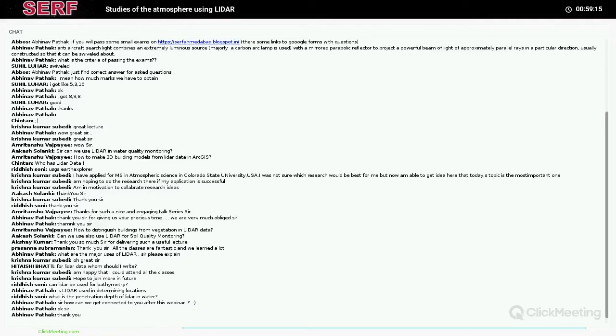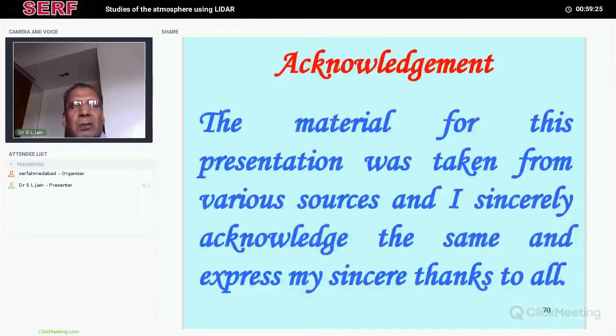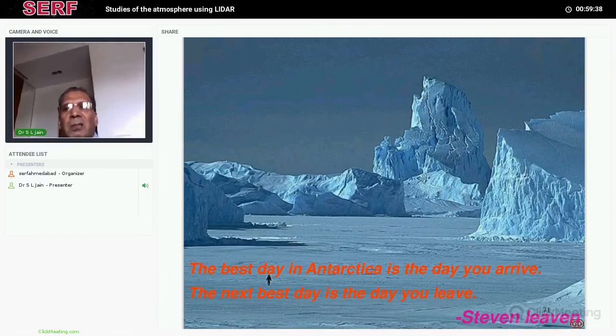If there are no more questions, I will take one or two minutes to show you some more pictures of various types of LIDAR systems. So, okay, I'll go back to the presentation slides. We had a very nice discussion, and you have very good questions and answers, and maybe it will be useful for your future careers. This is a very good saying: the best day in Antarctica is the day you arrive, and the next best day is the day you leave it.